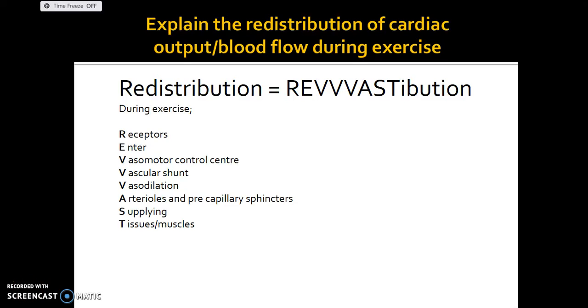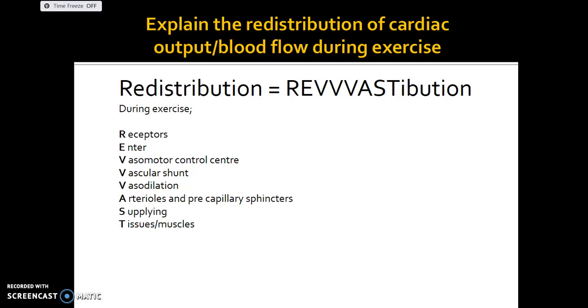Hello guys, so I'll pick back up where I left off on explaining the redistribution of cardiac output, blood flow during exercise. So as I said before, 20% of blood flow will go to the working muscles during exercise and the other 80% will go around the vital organs.